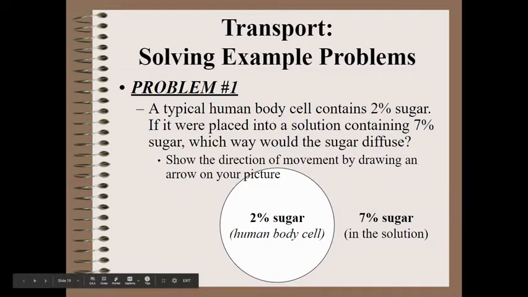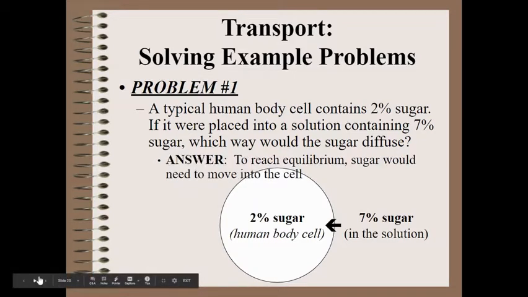And you want to show that direction of movement on your diagram by putting an arrow on the picture. So in this case, to reach equilibrium, sugar would need to move into the cell from high concentration of 7% to low concentration of 2%.